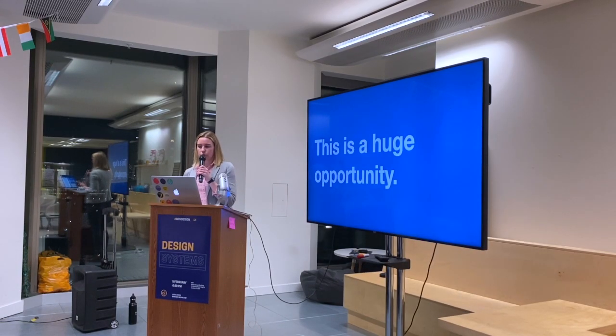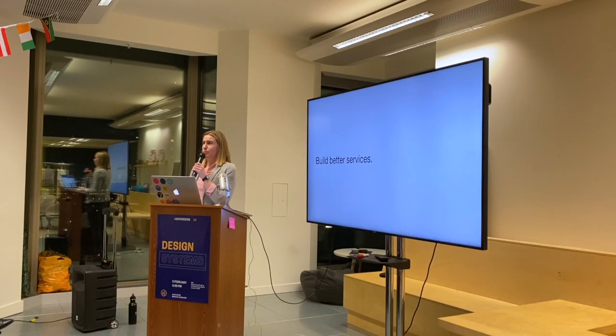So this is a huge opportunity, I think. It's improving how we share solutions across the Ministry of Justice, and if we do that, we can build better services, which is a really important thing, and basically the main thing that we need to be focusing on.